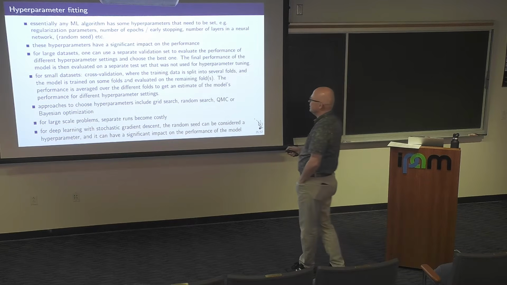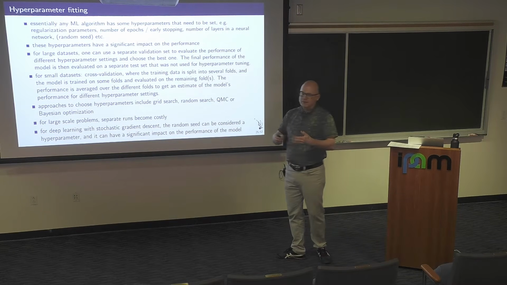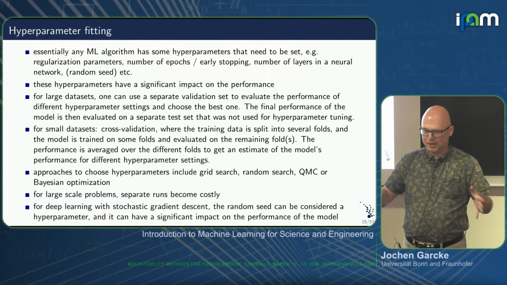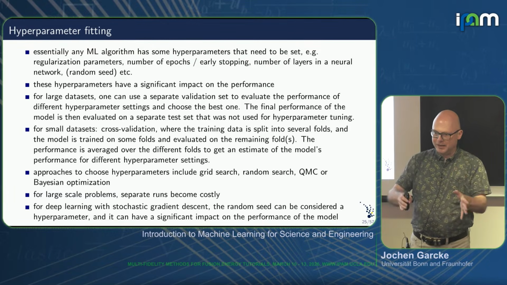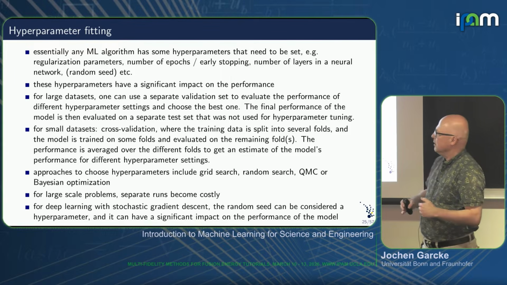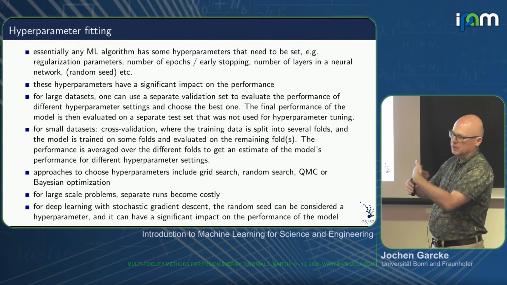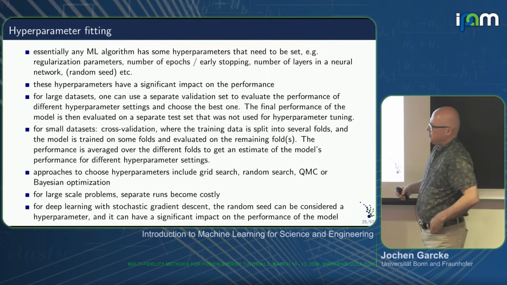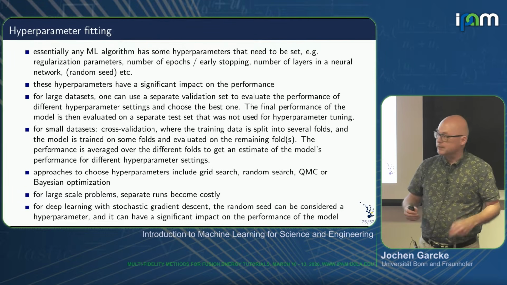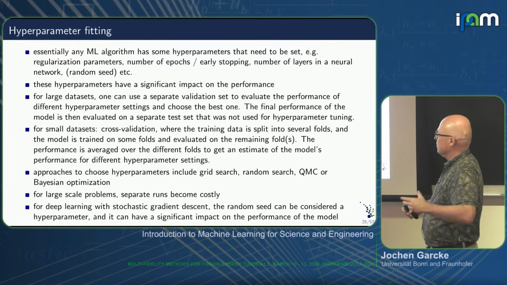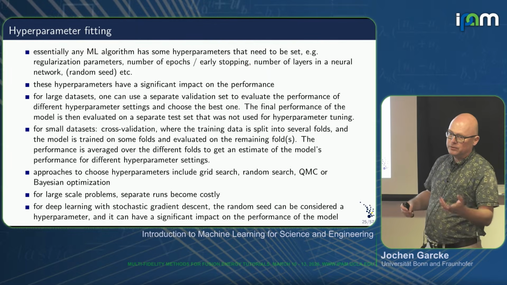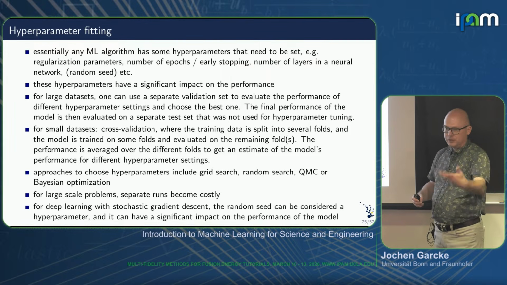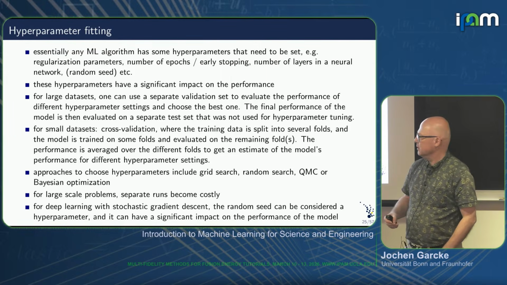It's called cross-validation. So let's say 10-fold cross-validation. I split my training data into 10 parts. I train on 9 and predict on the 10th, and take the average over these 10 folds. And this gives me another way to estimate the performance. And here you do that for a couple of hyperparameter settings. So grid search, random search, quasi-Monte Carlo. There are some approaches which allow a Bayesian kind of view on optimization.